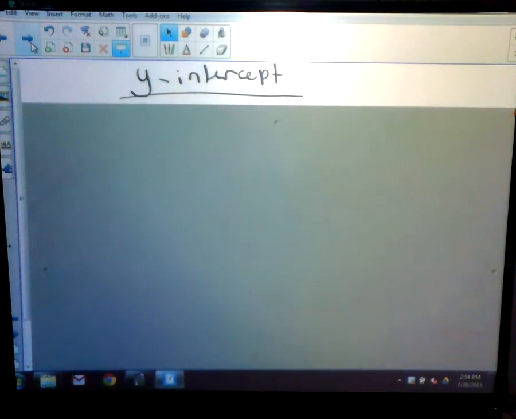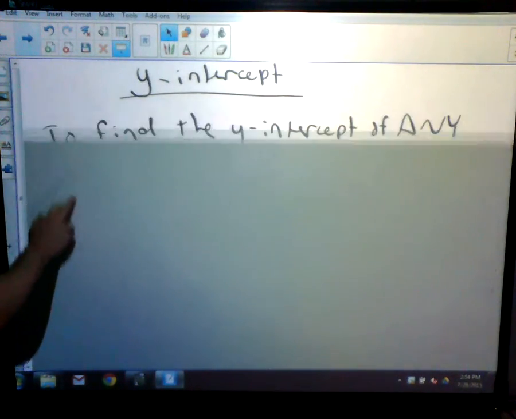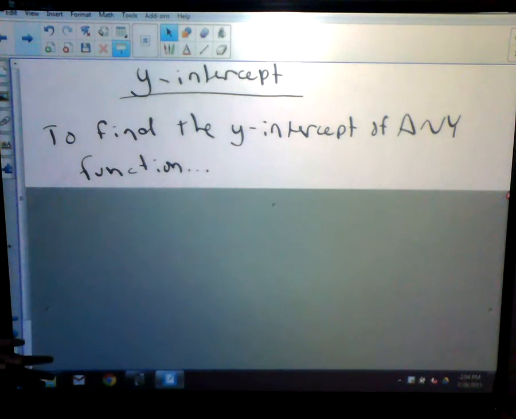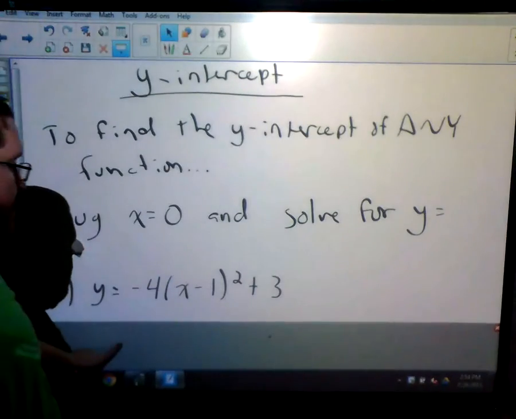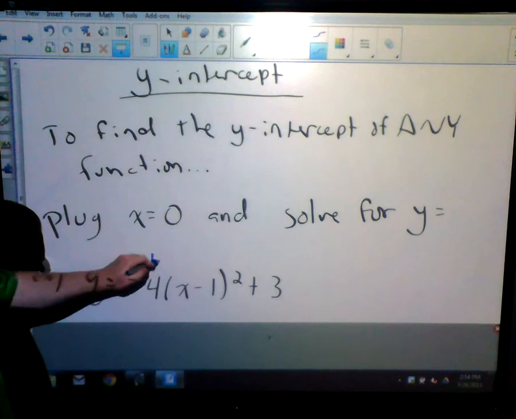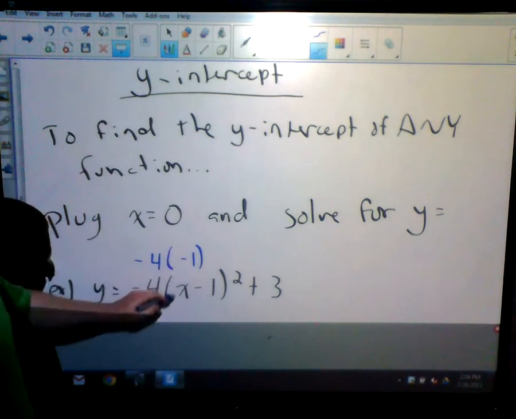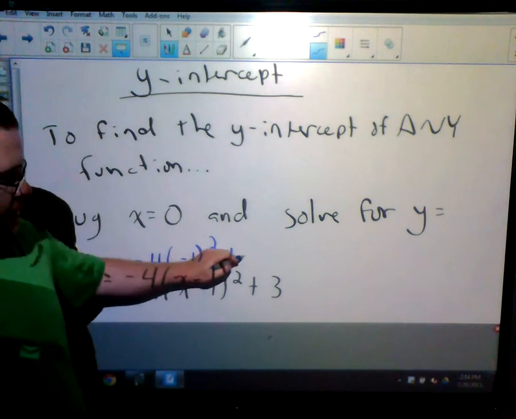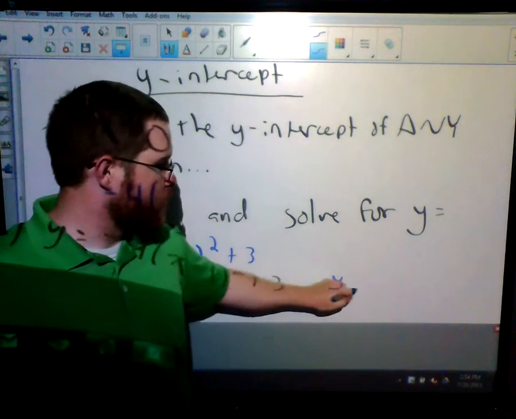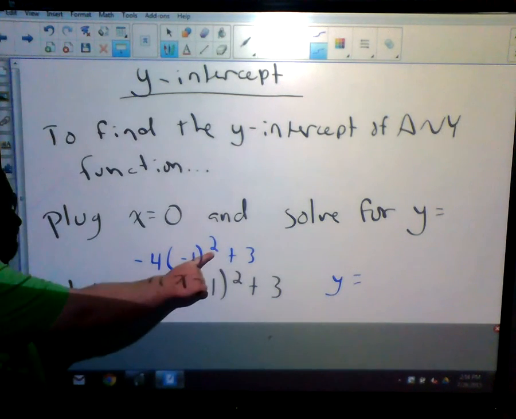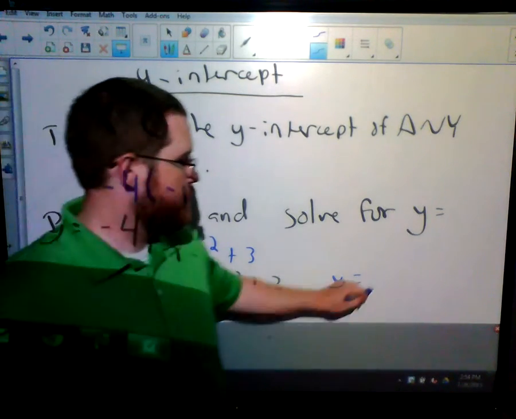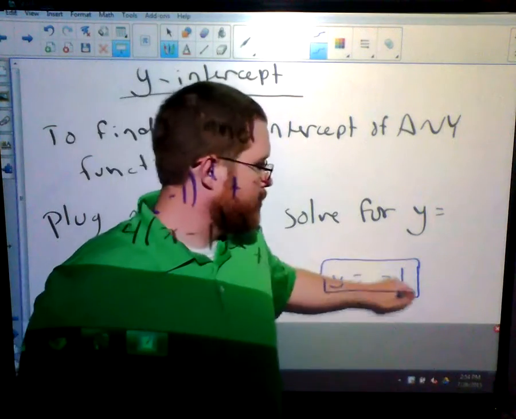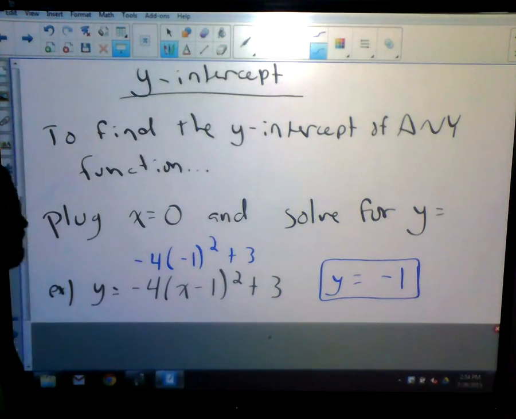What's the y-intercept of these things? Well, to find the y-intercept of anything, we plug in 0 for x and solve for y. So in this first example, if I want to plug in 0, I would get negative 4 times negative 1, because 0 minus 1 is negative 1, squared plus 3. So what's the y-intercept? Negative 1 squared is 1, times negative 4 is negative 4, plus 3 is negative 1. So my y-intercept is negative 1.